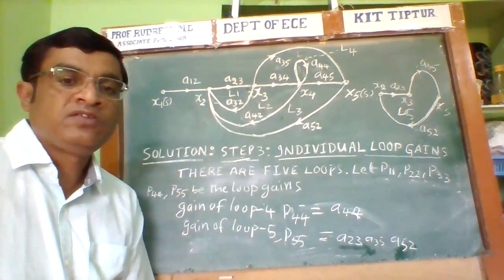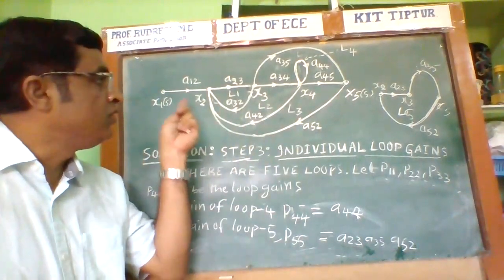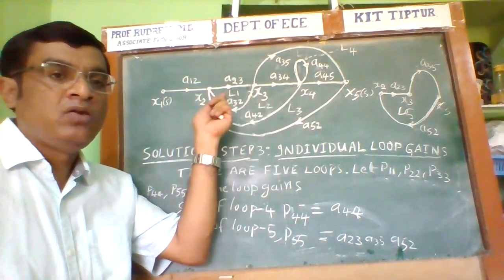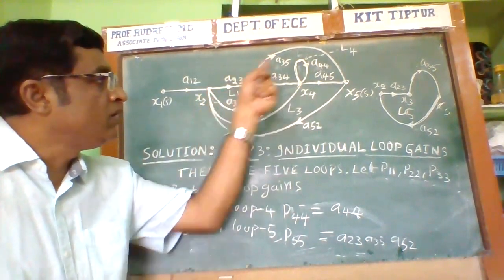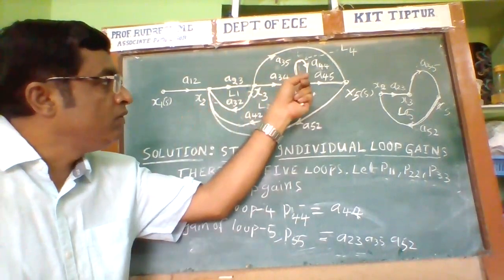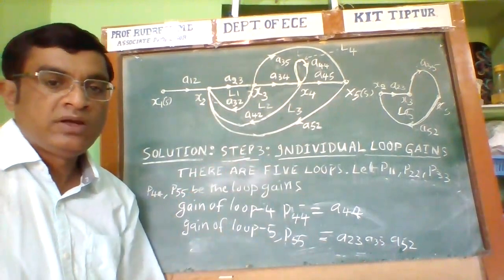Then the next step is identification of the non-touching loop combinations. How many non-touching loop combinations are present in this particular graph? Here L1 is not touching L4. Similarly, L4 is not touching L5. So there are two combinations of non-touching loops.